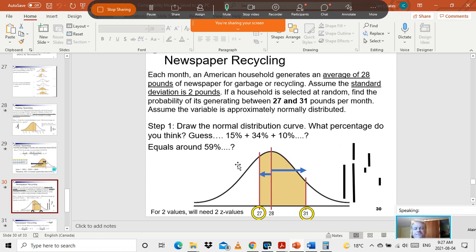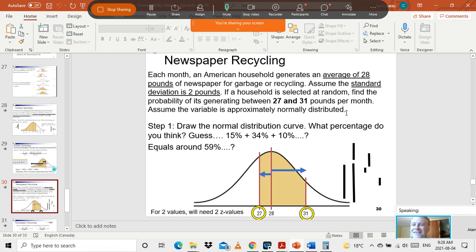Newspaper recycling. Each month, an American household generates an average of 28 pounds of newspaper. So there's your average, your mean for recycling. Assume the standard deviation is 2 pounds. If a household is selected at random, find the probability of it generating between 27 and 31 pounds per month. Assume the variable is approximately normally distributed.